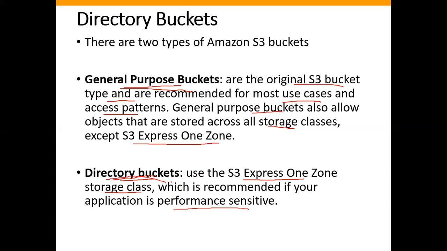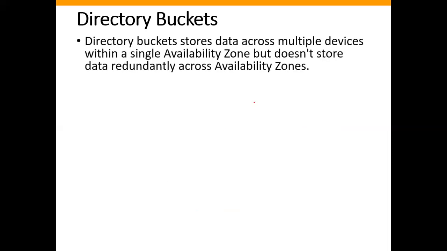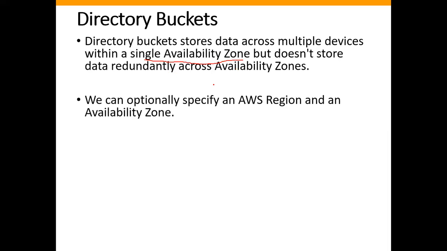And what is S3 Express One Zone? S3 Express One Zone is where the data is stored in a single availability zone. They are not going to store our data in multiple availability zones. In this one, they store it only in a single availability zone. Whenever we are trying to create this bucket, we need to select a region, the same as we do for general purpose also. But when we go with directory bucket, we also need to select an availability zone.